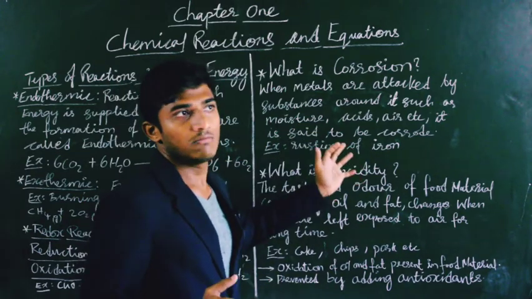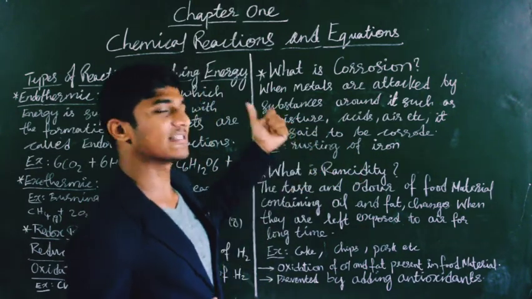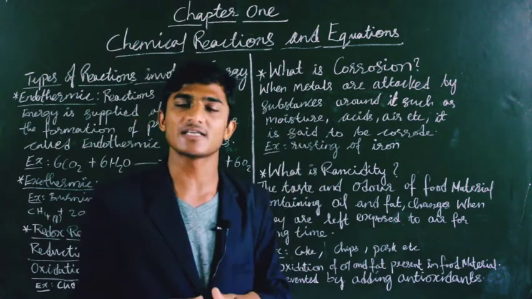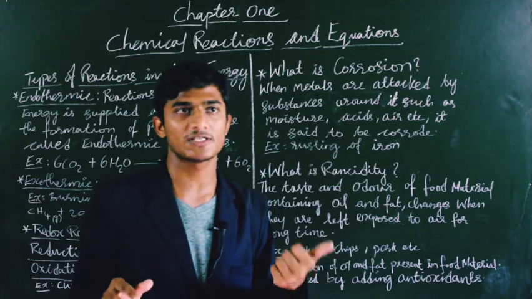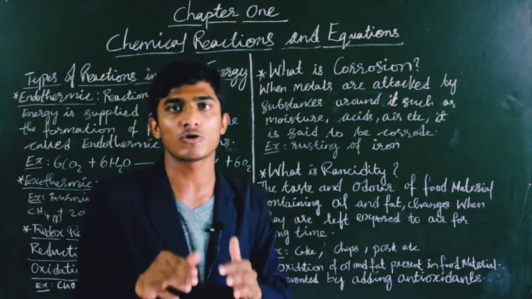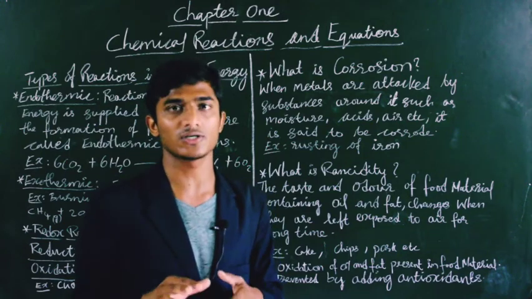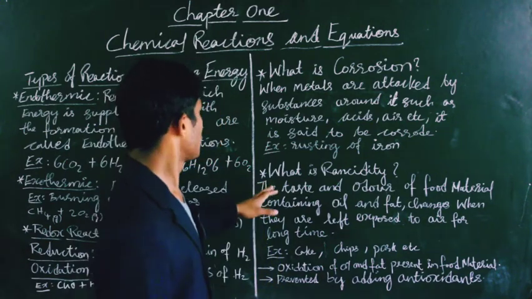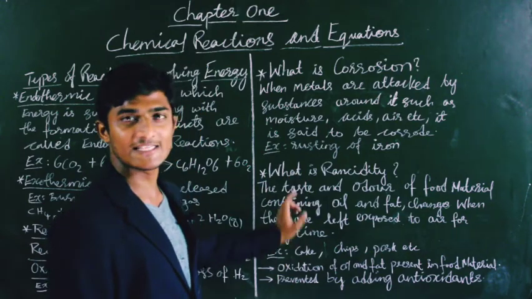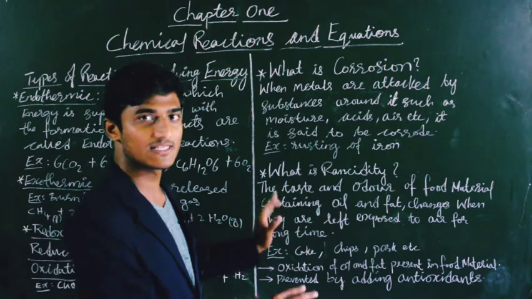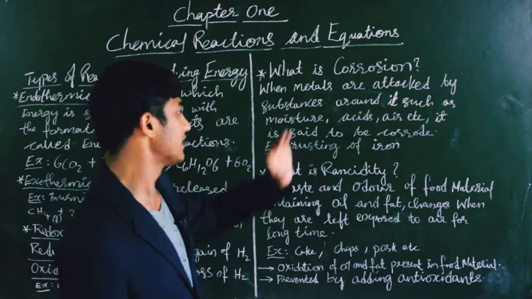We understand this corrosion clearly by taking the example of iron that is attacked by many substances that are there in nature, like moisture, acids, gases, etc. So that substance is said to corrode. This condition is known as corrosion. Example, rusting of iron. Now the last topic of this chapter, that is rancidity. With rancidity, I am going to conclude this chapter, chemical reactions and equations.